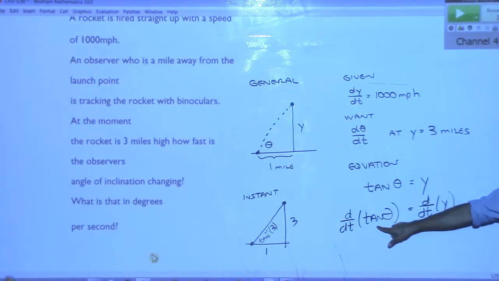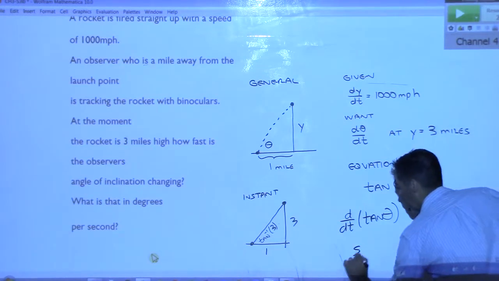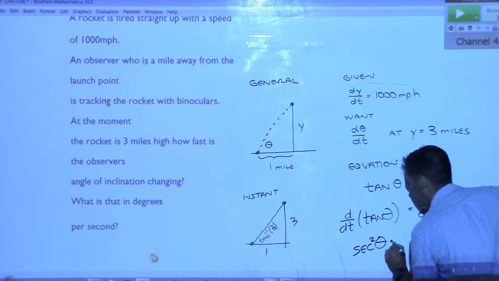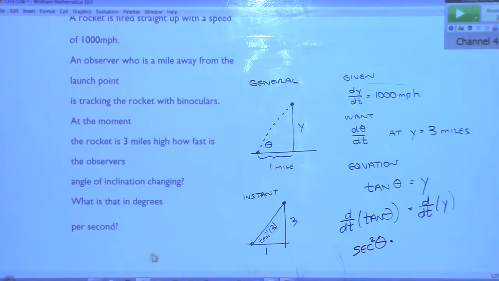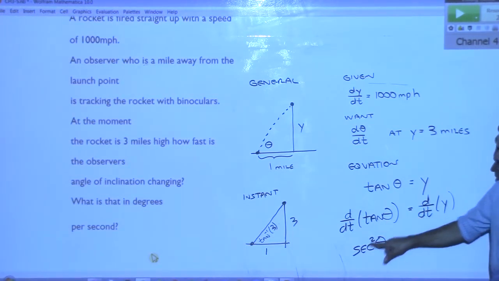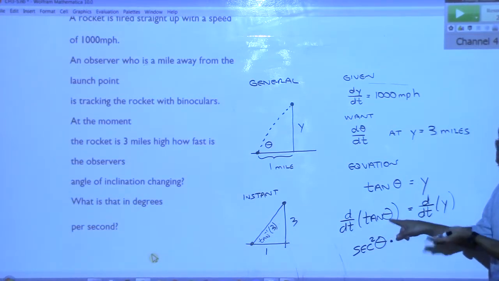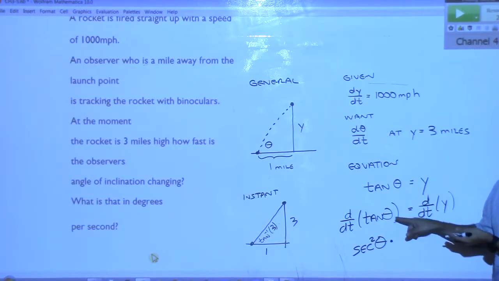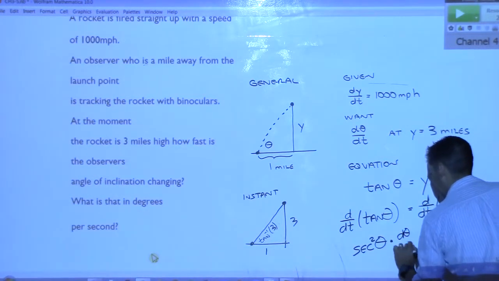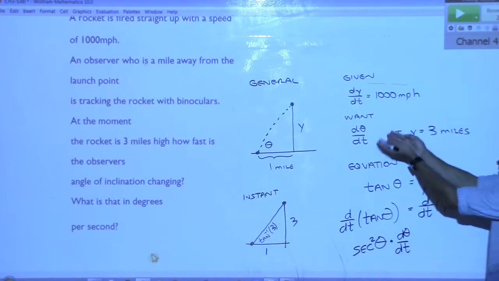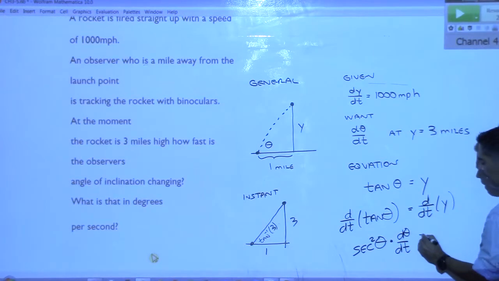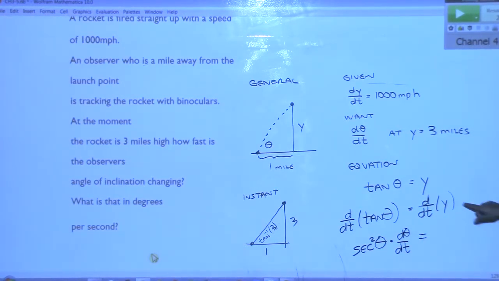So the derivative of this with respect to time is what? Secant squared theta, and then the crucial thing you need next to it, d theta dt. So this is the chain rule. The derivative of tangent of something is secant squared of that something, but then you need to take the derivative of the argument, which is theta. The derivative of theta with respect to time is d theta dt. We need that here because that's what we're looking for, right? We need it to somehow appear. And then this will be equal to, now what's the derivative of y with respect to t? dy dt. We need that to appear also because dy dt is given to us.